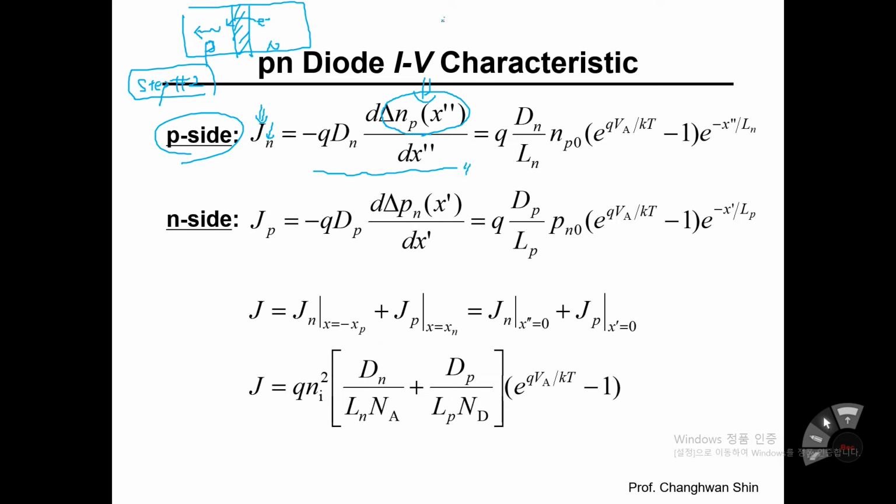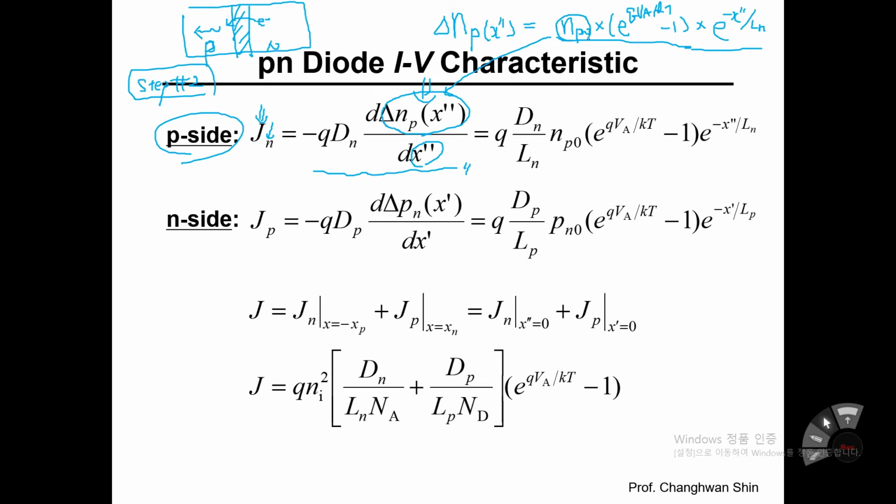So what was it? Delta n_p extra prime. What was it? Yes, n_p0 times exponential qV_A over kT minus 1, times exponential minus x2 prime over L_n. So just plug in here and take a first derivative with respect to x2 prime.